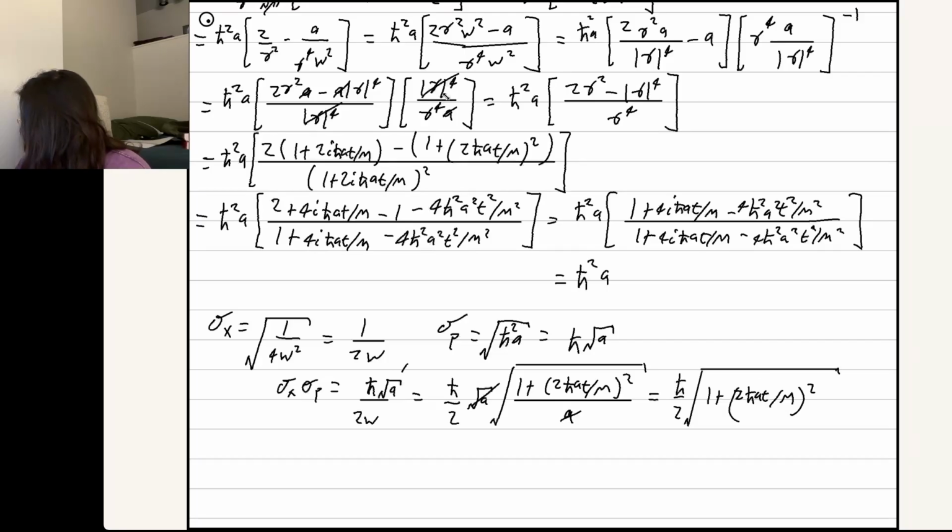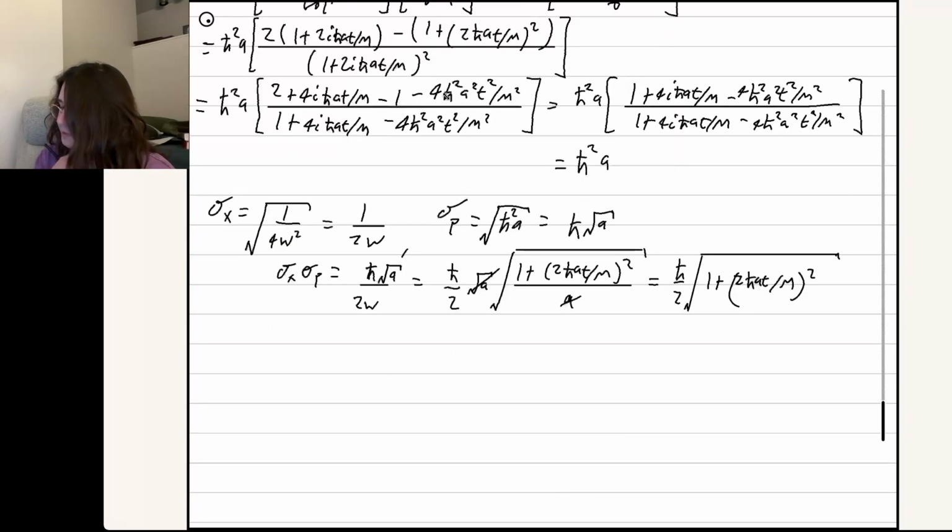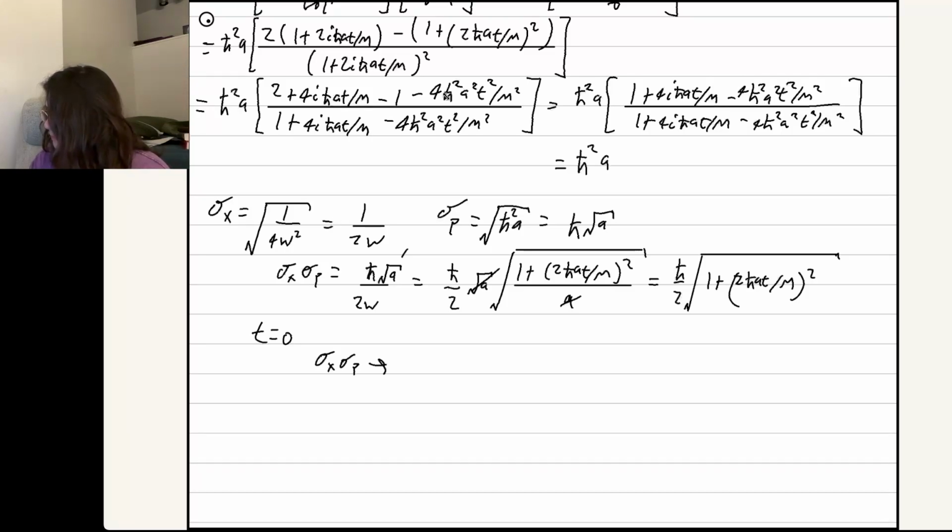Now, to get it closest to h bar over 2, you just set t equal to 0. Then you find that sigma x, sigma p will go to just h bar over 2. But once you let t become really large, then the uncertainty becomes larger and larger. And so the uncertainty principle is satisfied. All right.